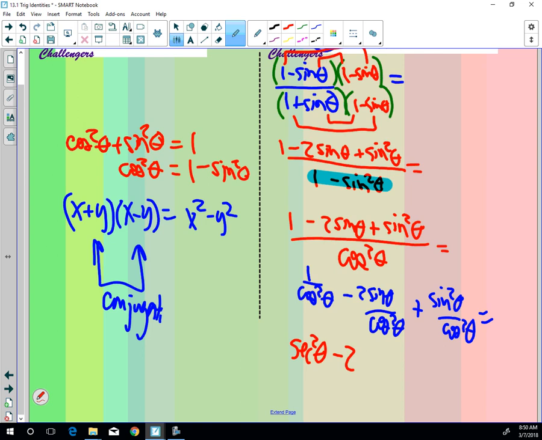What is sine over cosine? Tangent. And what is 1 over cosine? Because 2 sine theta over cosine squared could be thought of like this: 2 times sine over cosine times, what's 1 over cosine? We just said it before. Secant theta. And what's sine squared over cosine squared? Tangent squared.